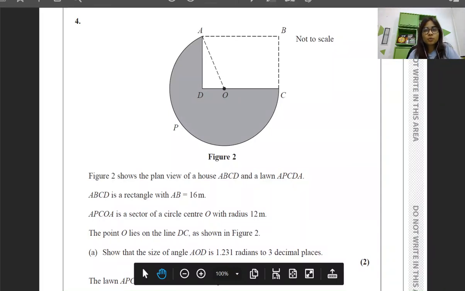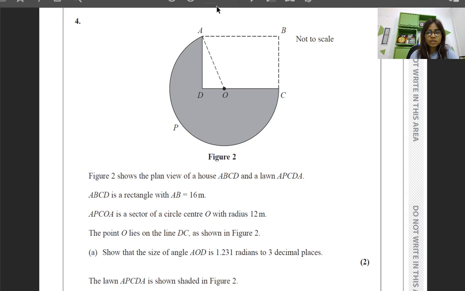Now we will solve question number 4. In this question we can see that figure 2 shows the plan view of a house ABCD. ABCD is a house with a lawn ABCDA. ABCD is a rectangle with AB 16 meter. So the length of AB is 16 meter.